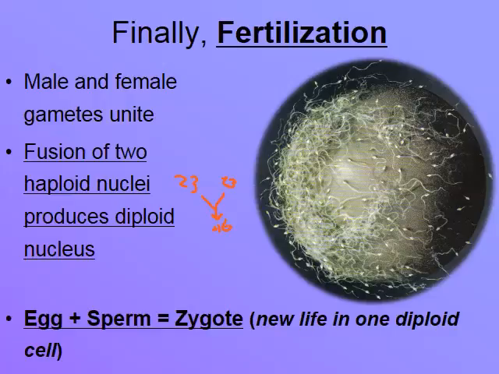What we call this is the zygote. So it's when the egg and the sperm meet and combine. So the zygote is the new life in one diploid cell.